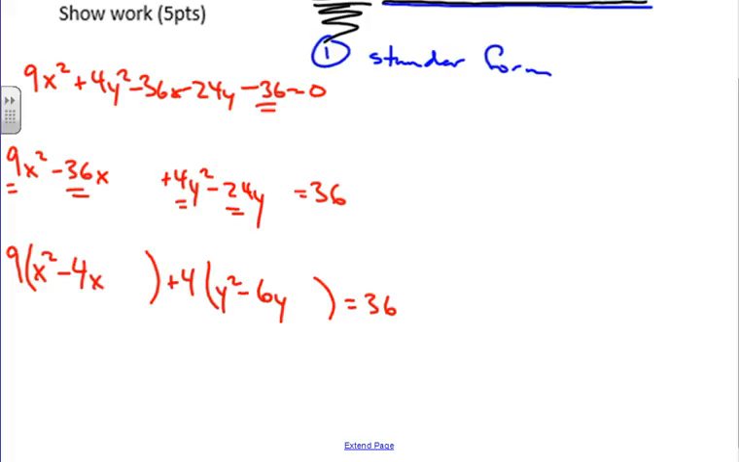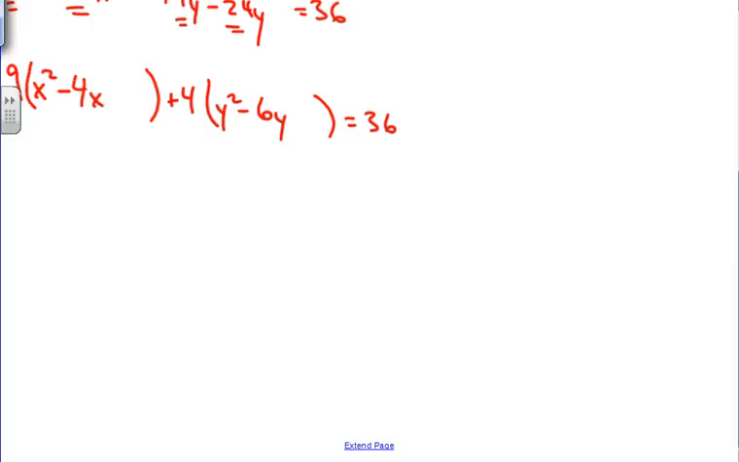Anyway, continuing on, we're now going to complete our square. So we're going to find our c values. Once again, the c value: we take our b value, divide it by 2, and square it. So we take 4, divided by 2 is 2, squared is 4. Now, whatever you do to one side, you have to do the other, and make sure you do this properly.